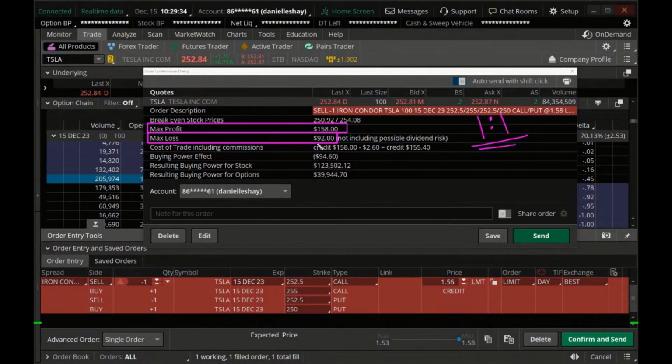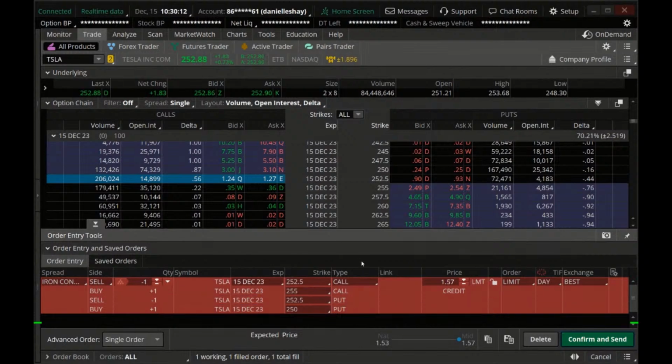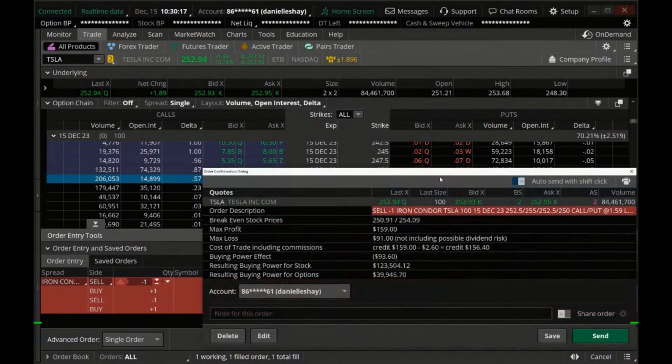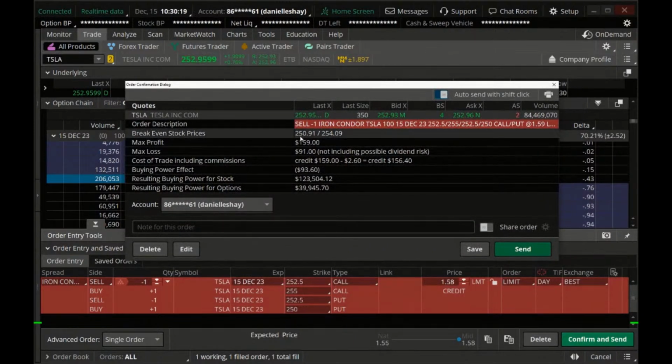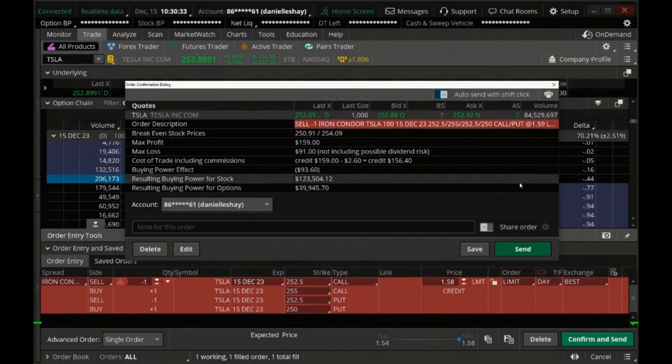So, max loss of $92, max profit of $158. It's not bad. It's pretty close. So the idea would be, try to sell this right now, and you can see that your break even prices are 250.91 and 254.09. So as long as the stock doesn't go through either one of those prices, then you should be able to buy it back for a profit.